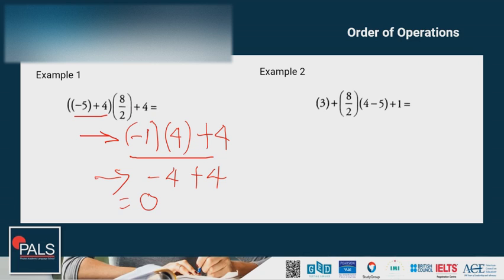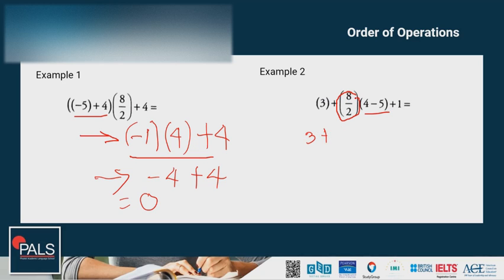Again, if you look at the example, the problem, you will see multiple operations involved. So here, let's start again with those operations inside the parentheses. So we can work out 4 minus 5 and 8 divided by 2.